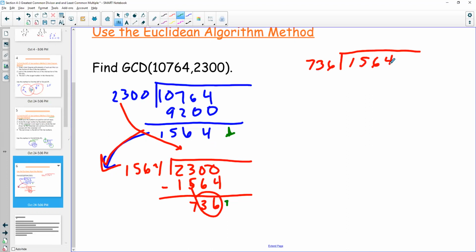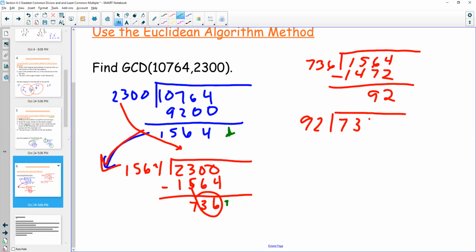Okay, I would guess maybe 2 736s, right? So that's going to be 14, 36, and 36 is 72. And I'm going to subtract. All right, so I do my subtraction, I get 92. Still not a 0, so I do it again. 92 into 736. It goes at least, what, 6, 7 times. So 7, 8, 92 times 8, 6, there it is. 92 times 8 is 736. Now I am at 0.